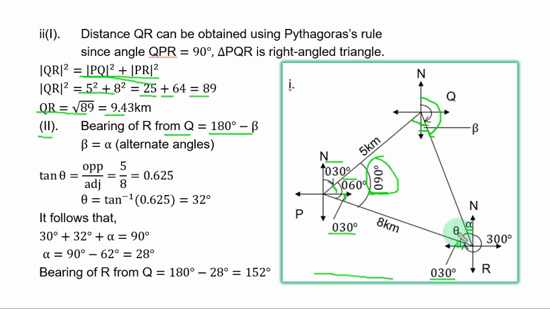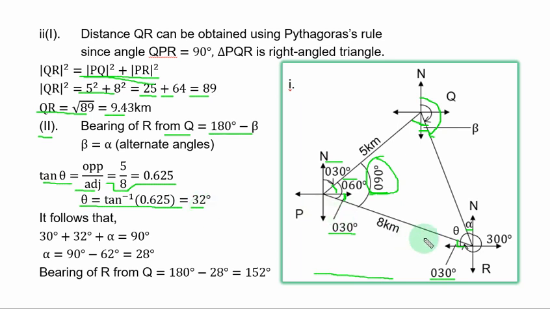You see that? And because we have a right angle triangle, to this angle, this is opposite, this side is hypotenuse, and this is adjacent. So to get theta, we use tangent. So tan theta is equal to opposite over adjacent, that is 5 over 8, and you have 0.625. To get theta, take the inverse of tangent of both sides, and you have 32 degrees approximately.